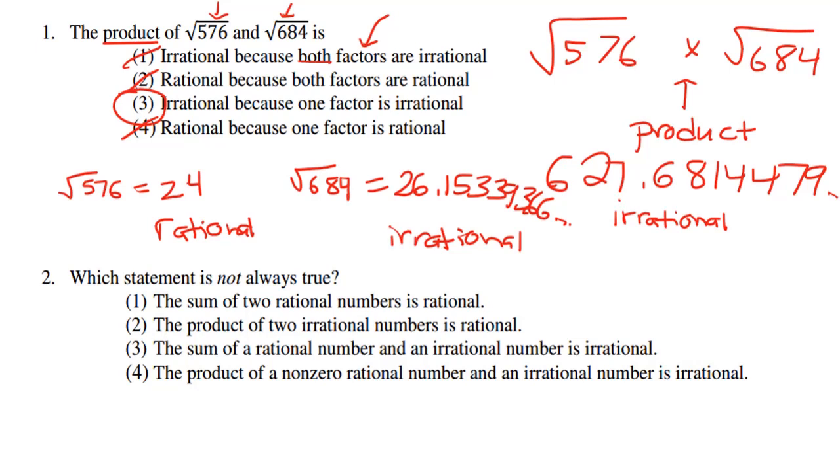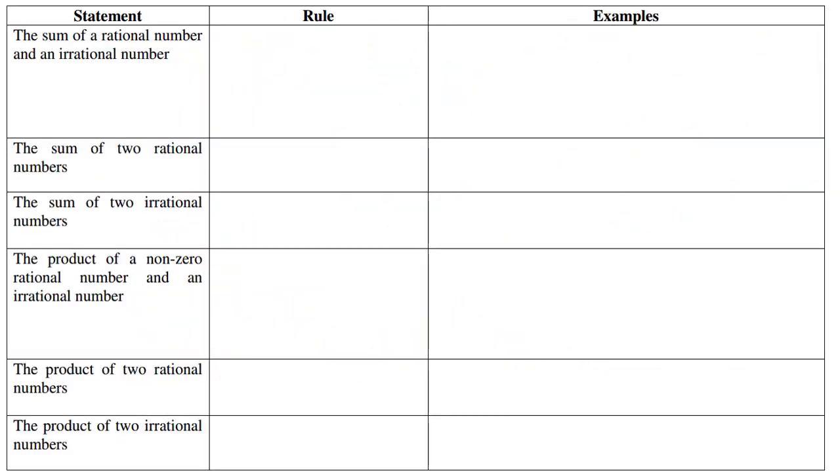Now, number 2, we're going to take a little bit more time with, and we're actually going to use the chart on the next page. Which statement is not always true? So there are relationships and there are certain things that we know without a doubt are definitely true all the time when it comes to sums and products of rational and irrational numbers. So I'm going to pause this. We're going to take a pause on this question and we're going to use the chart on the next page and fill it out with some examples, and we'll come back to this question at the very end.